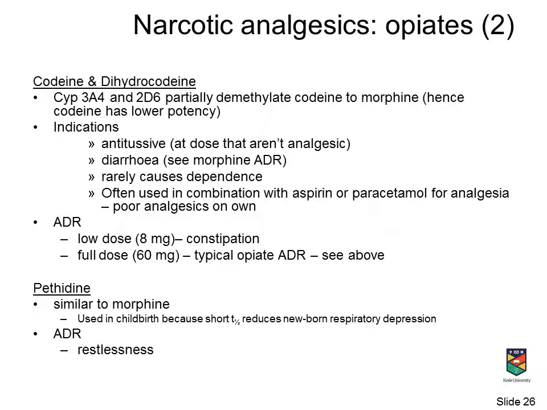Then another opiate is pethidine. Pethidine is particularly useful in childbirth because it's got a relatively short half-life, and that means when the newborn child emerges, the drug is metabolized quite quickly, and so you're less likely to get respiratory depression in the newborn child. If you used an opiate with a long half-life, you'd run the risk of the newborn child suffering from respiratory depression. But pethidine avoids that because of its shorter half-life, so that's quite useful.